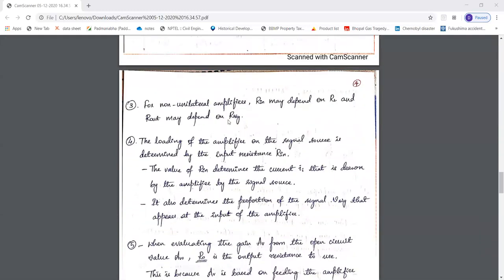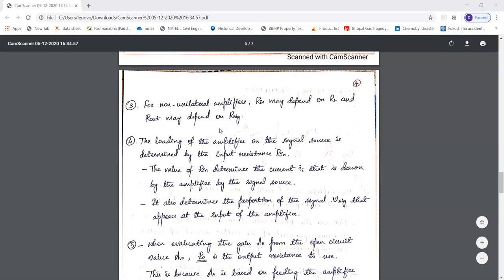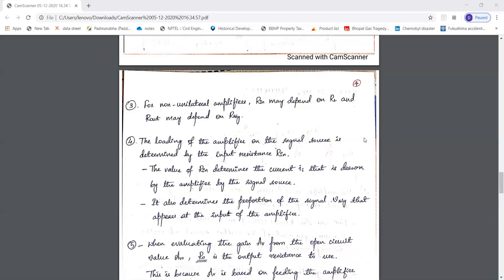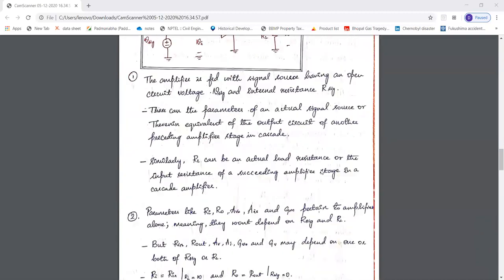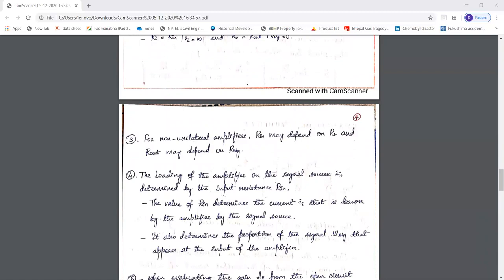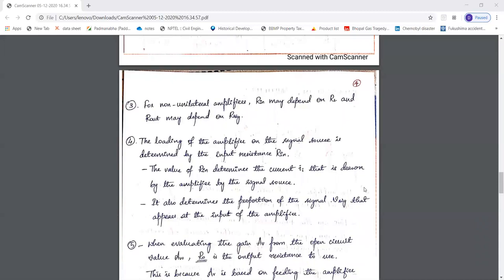And for unilateral amplifiers, unilateral means there is no feedback between the output and the input. So for non-unilateral amplifiers, Rin may depend on RL and Rout may depend on Rsig because there will be feedback present in non-unilateral amplifiers. And the loading of the amplifier on the signal source is mainly determined by the input resistance Rin. So the value of this Rin will determine the current II that is drawn by the amplifier. You can see here this II, that is current drawn into the amplifier, will be determined by the resistance Rin, and it also determines the proportion of the signal Vsig that appears at the input of the amplifier.